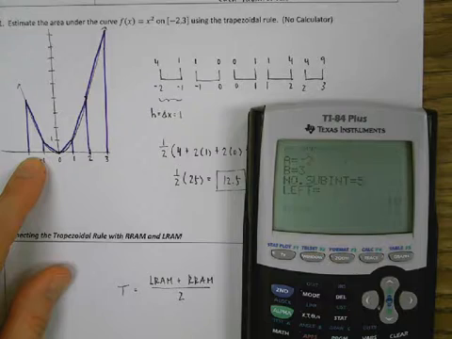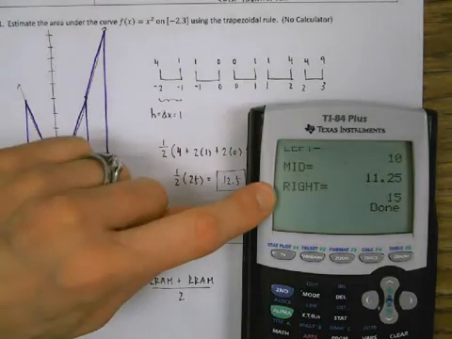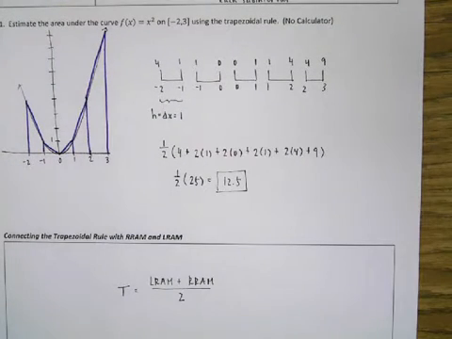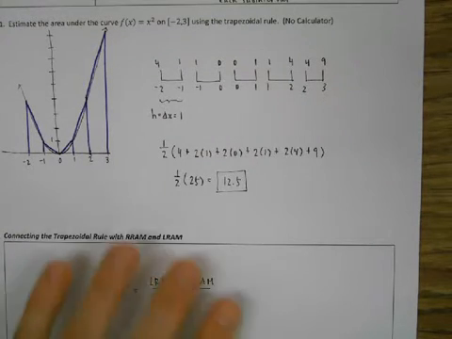5 subintervals. And so I get my left approximation is 10, and my right is 15. So we can see if we average 10 and 15, we would get 12.5. That's a nice way to check that you did the trapezoidal rule correctly, by averaging LRAM and RRAM, assuming that you're given a function. All right, so now that we know how to do that, let's go ahead and do some more examples.